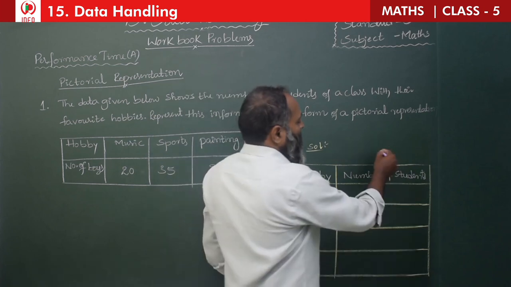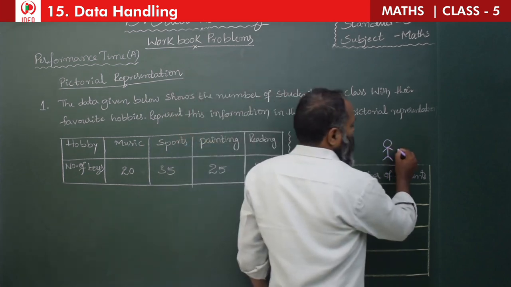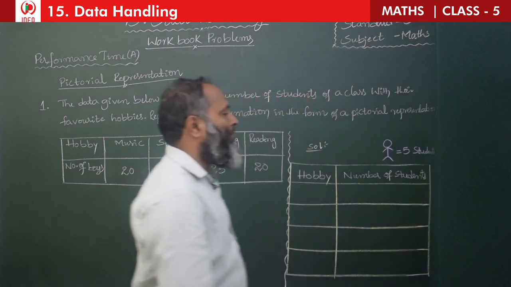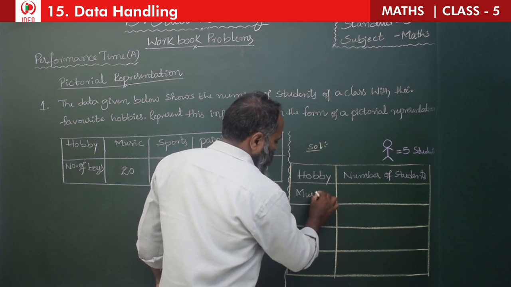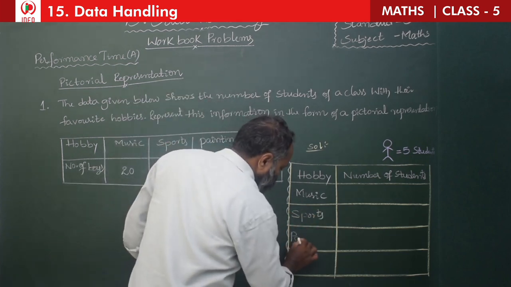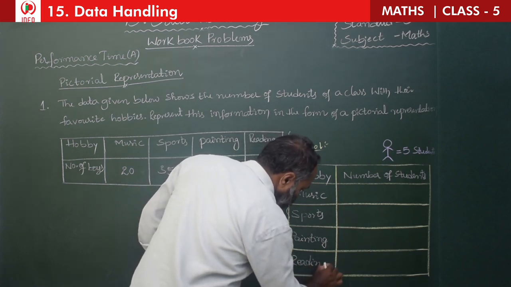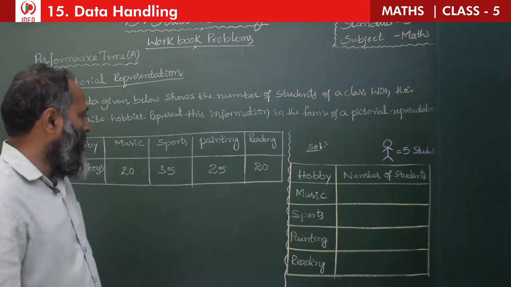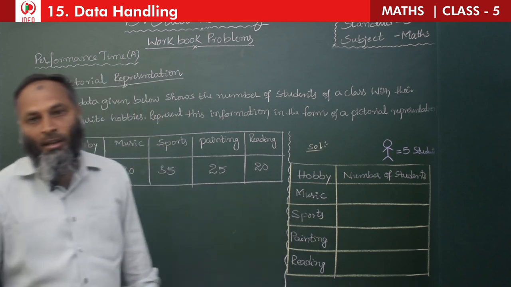It means that whenever we represent data in pictorial form, we should take a scale. Here, one boy is equal to 5 students. Now the hobbies: the first one is music, the second is sports, the third is painting, and the fifth is reading. So, music, sports, painting and reading, total 4.